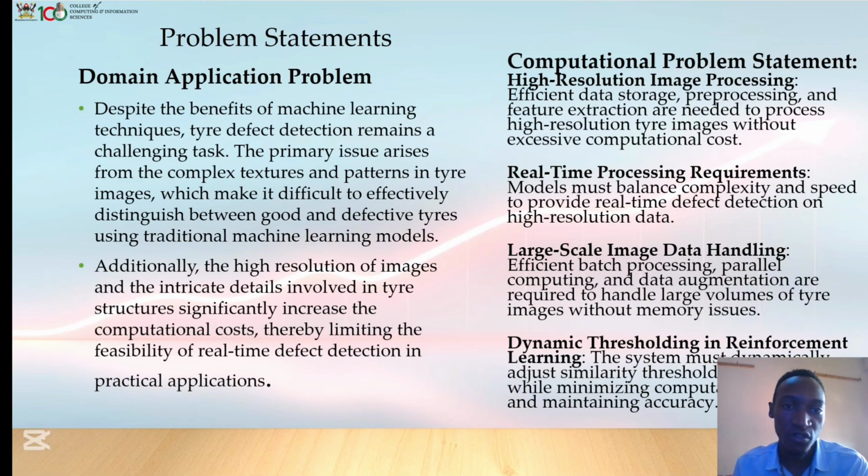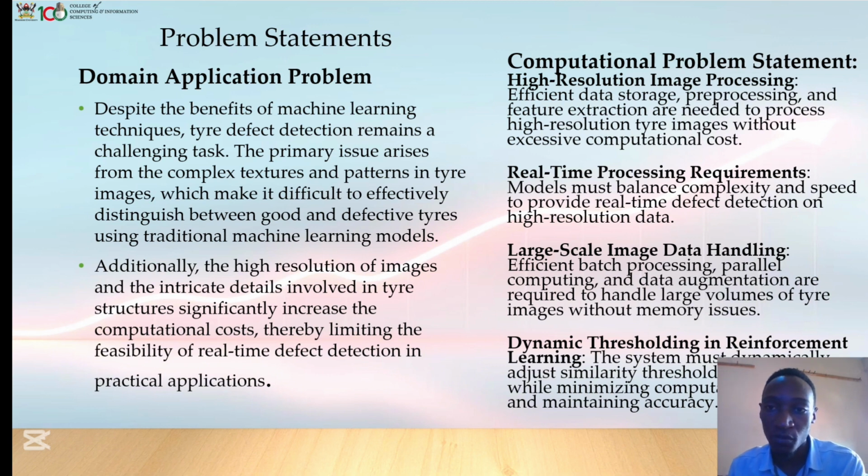Then to move on to the domain problem, the basis of this study, we look at the traditional methods and see that they are still affected by accuracy and real-time processing. They are not able to distinguish between good and defective tires, due to the high resolution of the images and the intricate details that make up the structure of the tire. Having complex, different texture patterns, it's hard for a model to distinguish between good and defective.